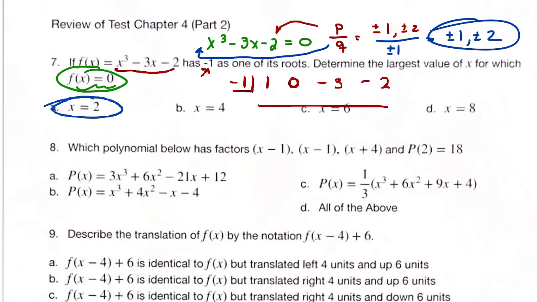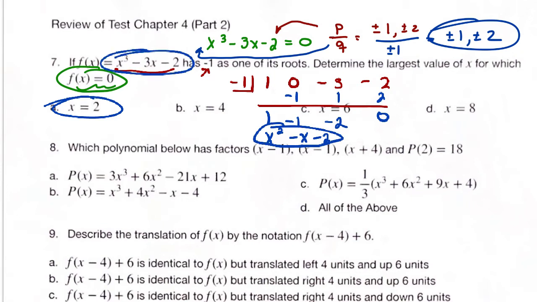And then when you do your synthetic, you already know you're going to get 0 for a remainder, so it makes it pretty easy. But what it does is give you the other factor of this polynomial up here. And that factor can be broken down using r's and s's. They have to multiply to 2 and add up to -1. And you can see if you did the synthetic, got that, and then factored it, the other solutions of this cubic equation are -1 and 2. And so the biggest solution, the biggest x that makes it 0, is 2.